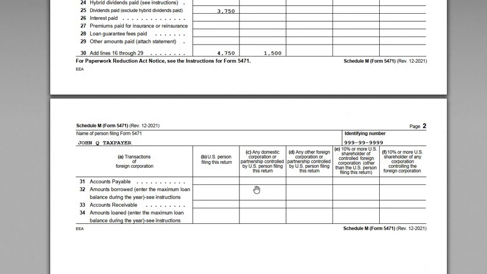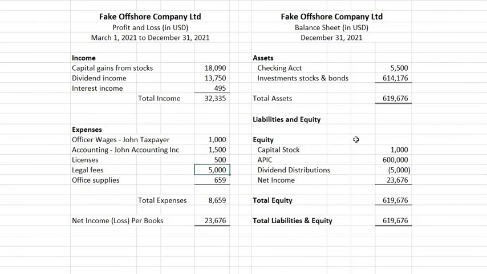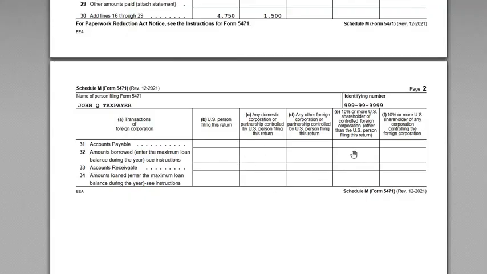Now, the second page here, these are really just related to loans, right? In this context, remember, if we look at the balance sheet, there's no debt on this company's balance sheet, nor do they have a receivable from a shareholder, right? So there's no loans from shareholders. There's no loan amounts out to shareholders. And so Schedule M, this section, is effectively blank, right? So we don't have any kind of related party debt.